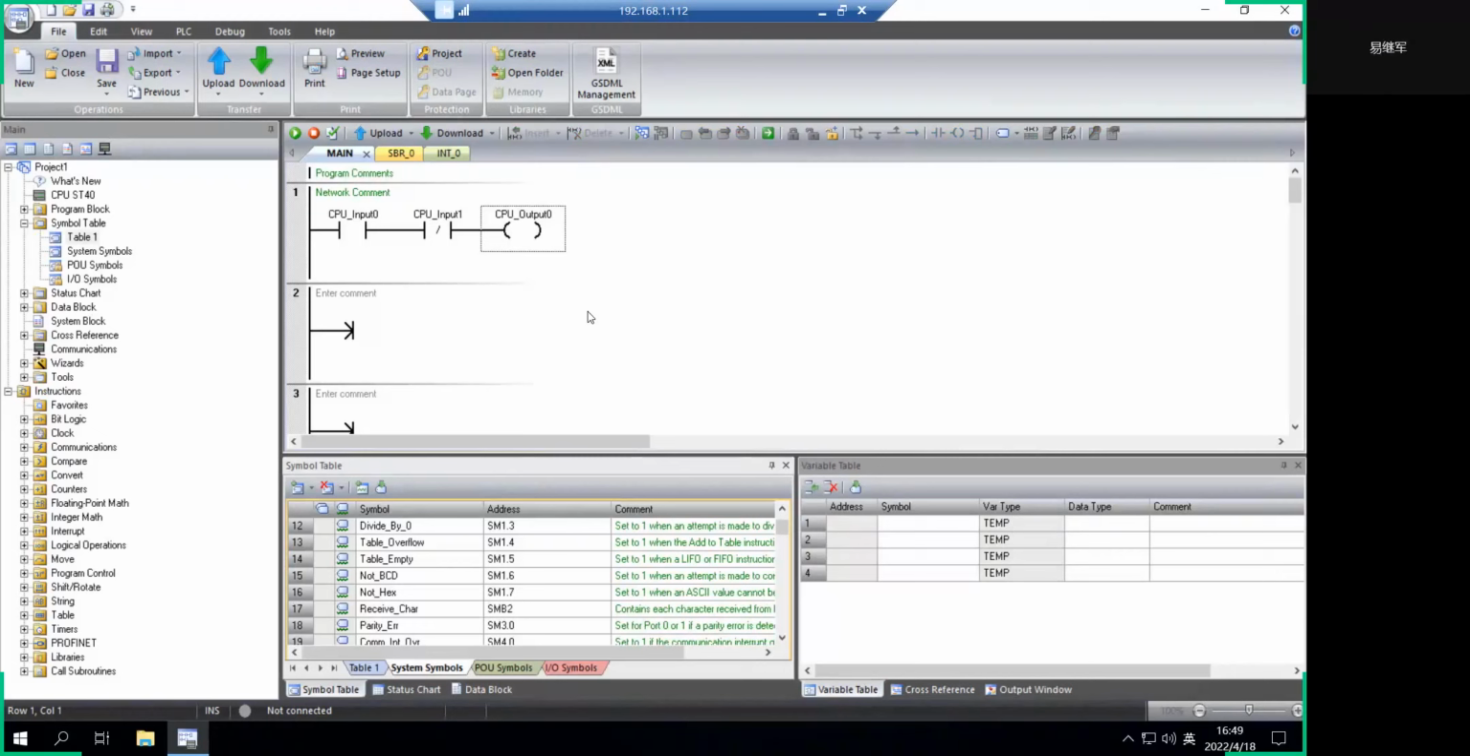PLC is used in the industrial environment, for example process control and automation, in industry. In a manufacturing factory, we use the PLC to control a press device, switching it on and off.